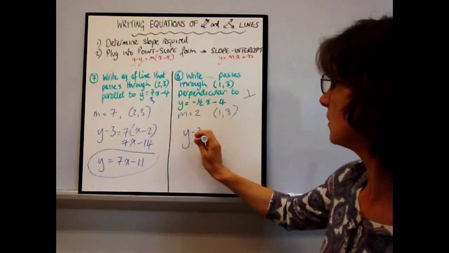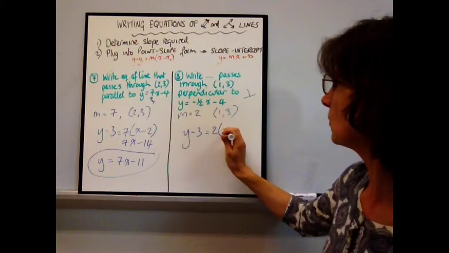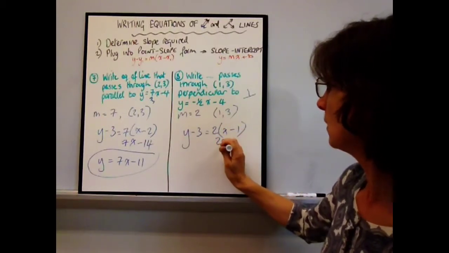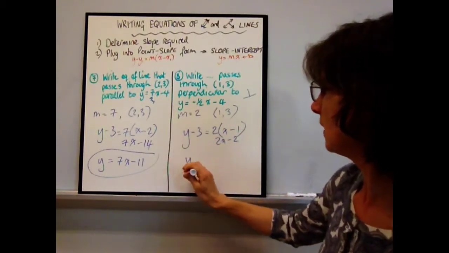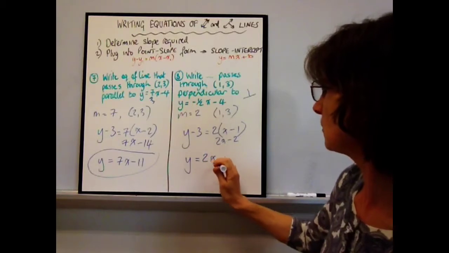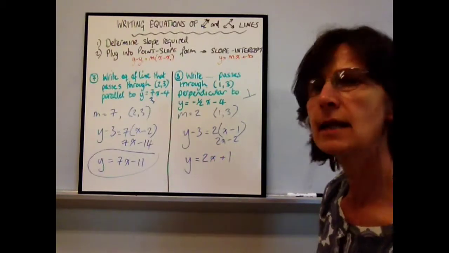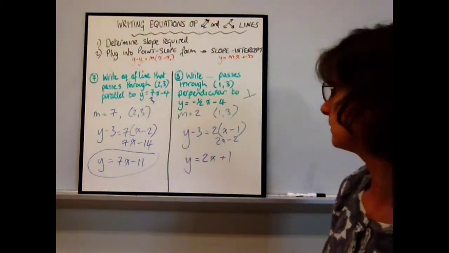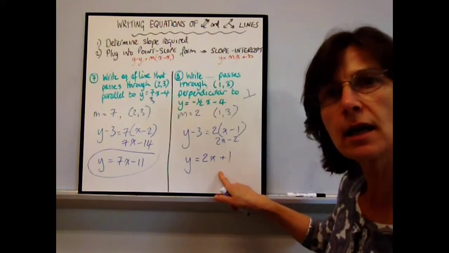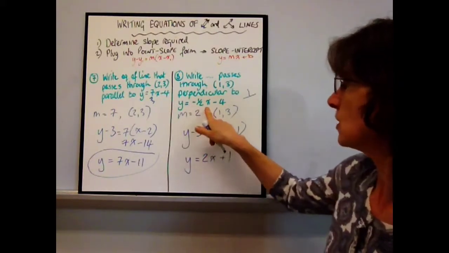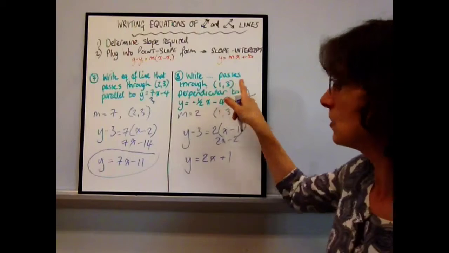Y minus 3 is equal to 2 multiplied with the quantity of x minus 1. I'll distribute that, and then I will add 3 to both sides and get that y is equal to 2x plus 1. So this is a line perpendicular to this one, and it goes through that point.